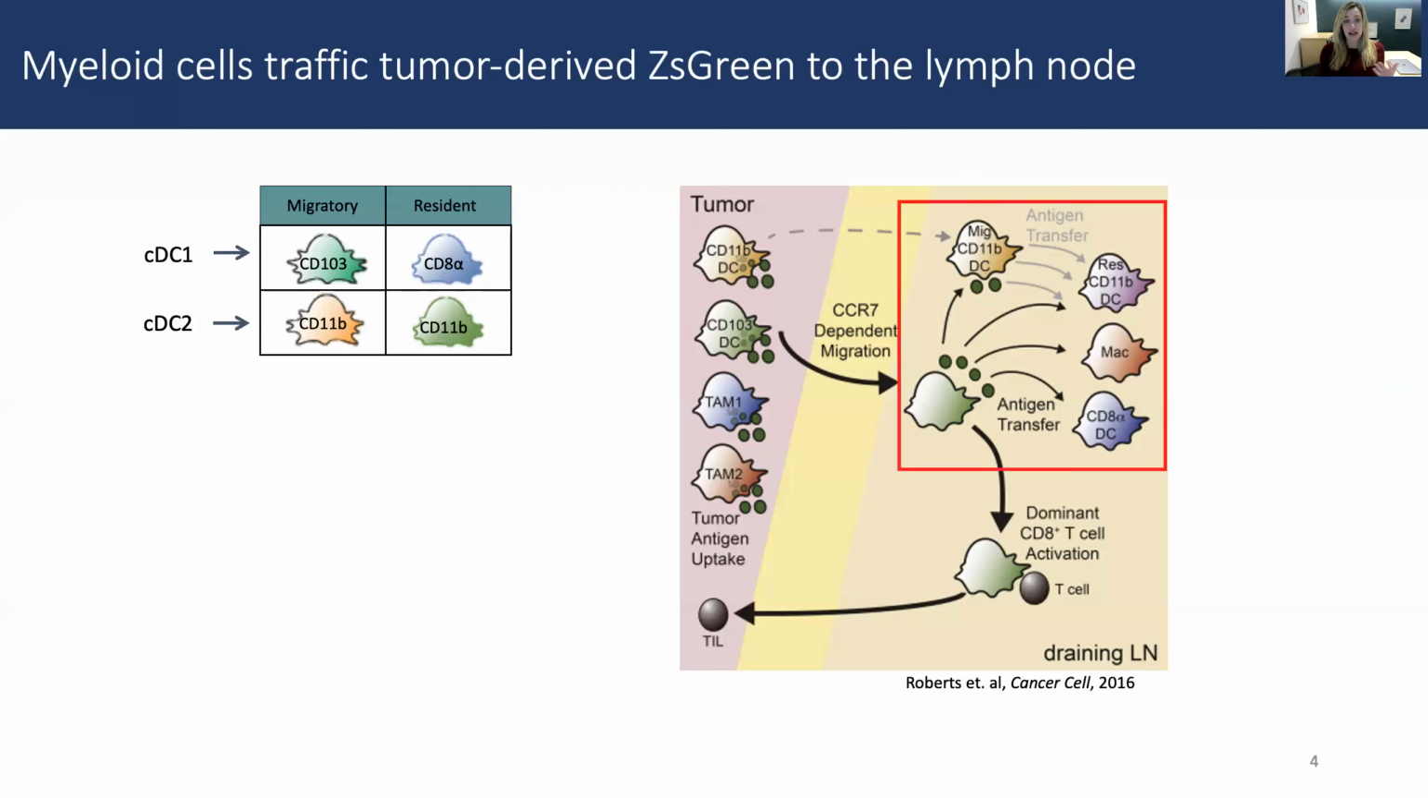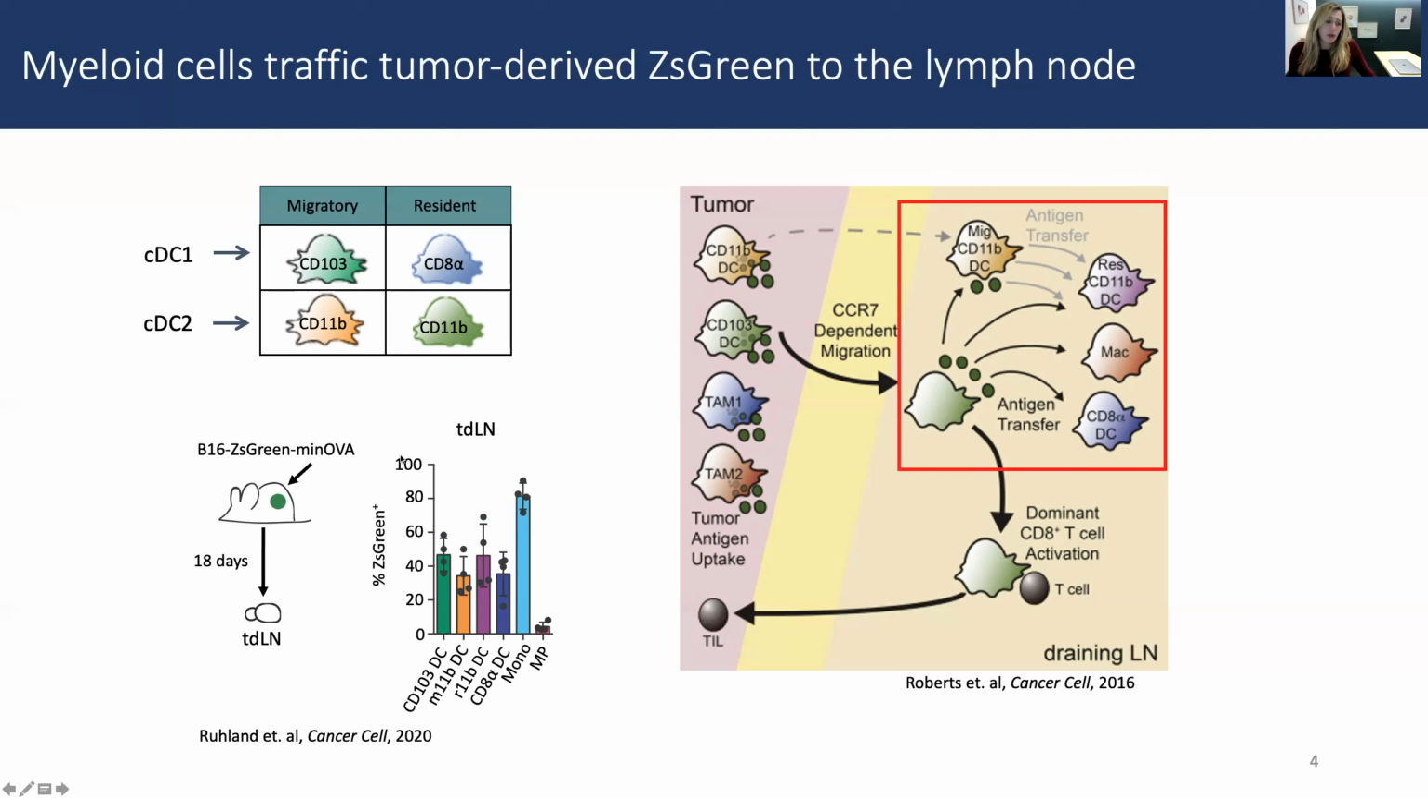So the questions stemming from this were, how exactly is antigen moving from one cell to the other? And once inside of a resident DC, what is the impact for T cell priming? So do resident DCs have some type of functional impact, the same or different from their migratory counterparts?